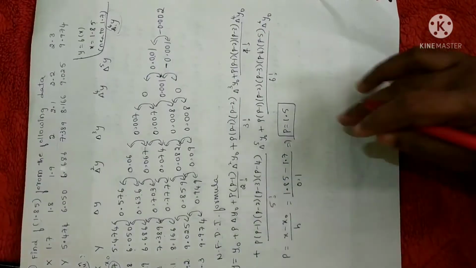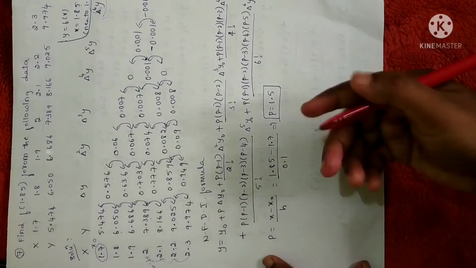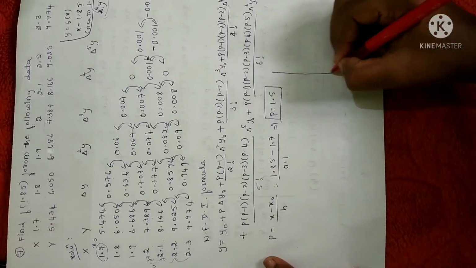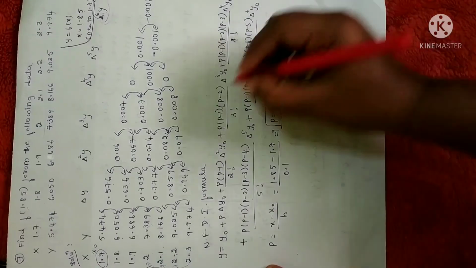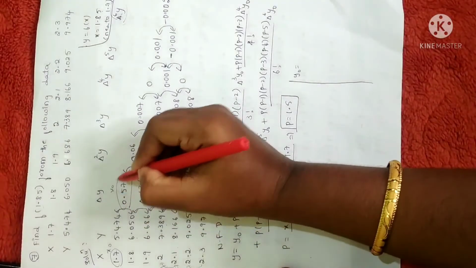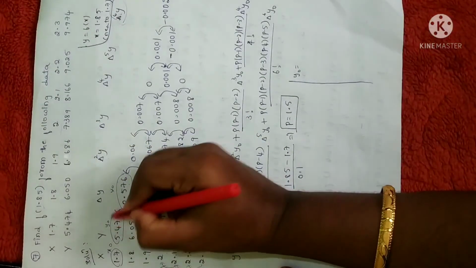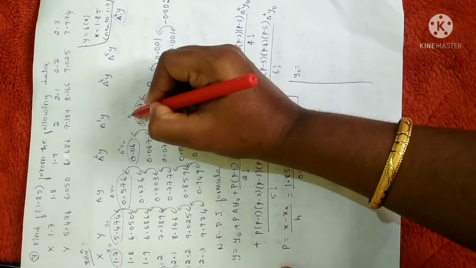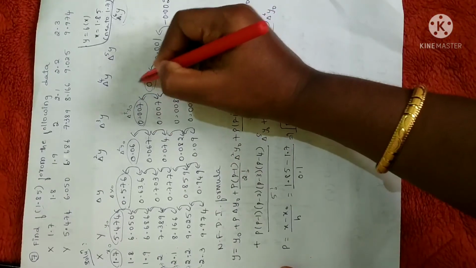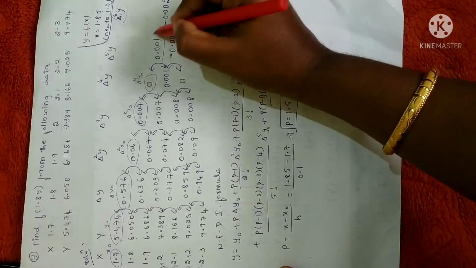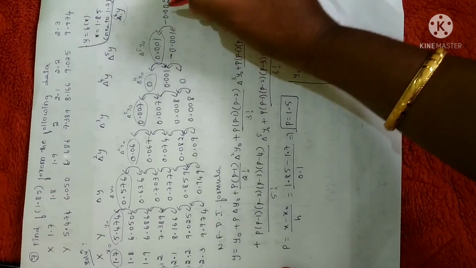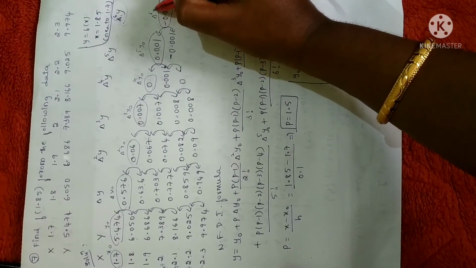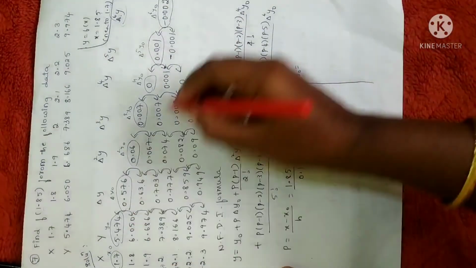Now make a list of the values that we need to calculate. I'll just make the list here. So y naught, which is always the first value. Then delta y naught, delta square y naught, delta cube y naught, delta power 4 into y naught, delta power 5 into y naught, and delta power 6 into y naught. I'll just write the same here.